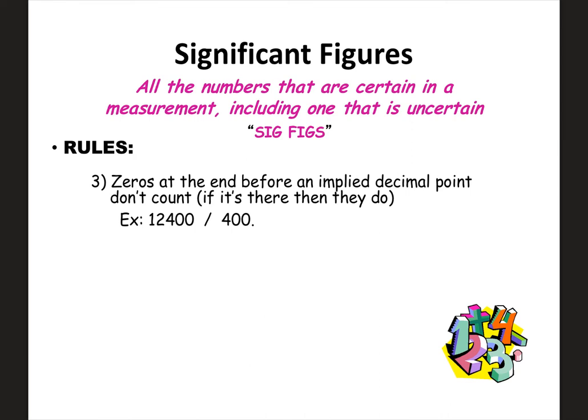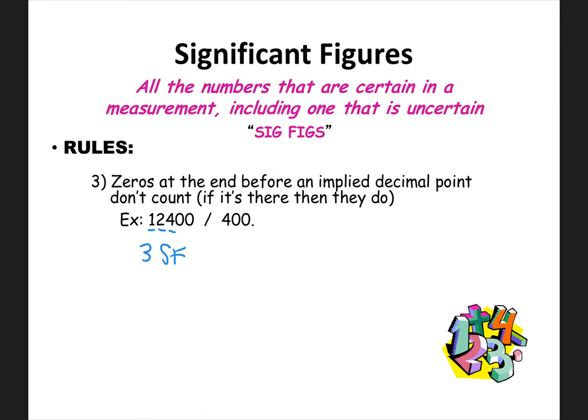Okay, so if you look at this number here on the left, 12,400. All right, the 1, the 2, and the 4 count right away because they're not zeros. All right, these two zeros here at the end on the right, though, don't count. They're not smushed in between. There's no decimal point. So this number would just have 3 sig figs.